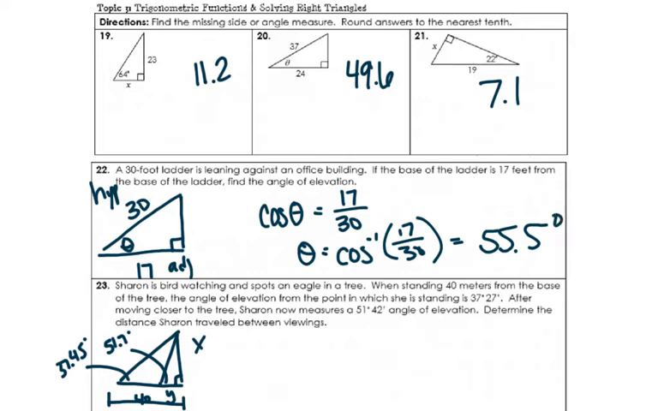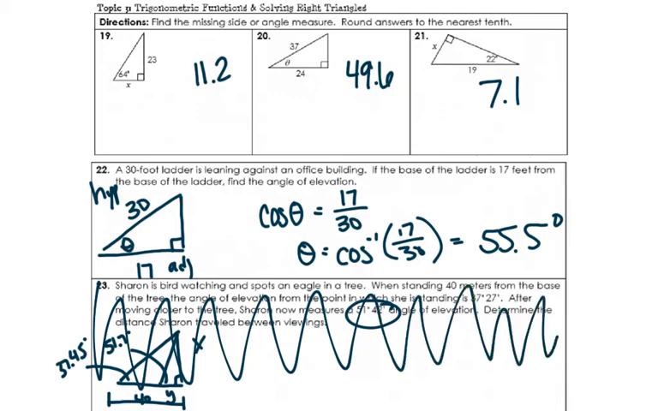Okay, and for 23, a little bit difficult to draw the picture. This one's kind of tough. So we're looking to determine the distance Sharable travels between viewings. So we're trying to find x and y, and then we are going to do something with those. Just realize that this is one of those where you have to convert coordinates, and we're not doing that in Math 4. So we're going to skip this one.